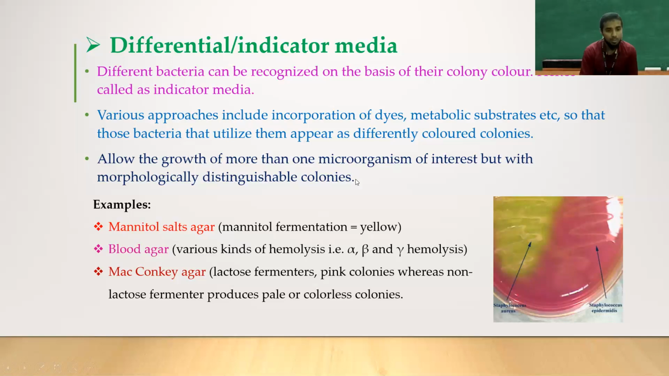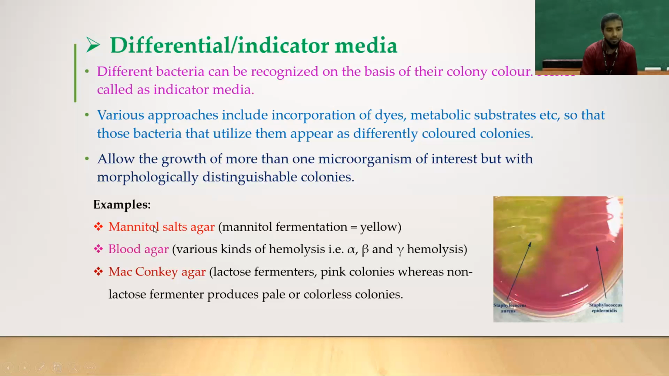So how do we make the culture media an indicator media or differential media? That is by adding dyes, incorporation of dyes, metabolic substrates, etc. So that bacteria utilize them and appear as differently colored colonies. And these media allow the growth of more than one microorganism of interest, but with morphologically distinguishable qualities. It can be identified by the morphology itself.